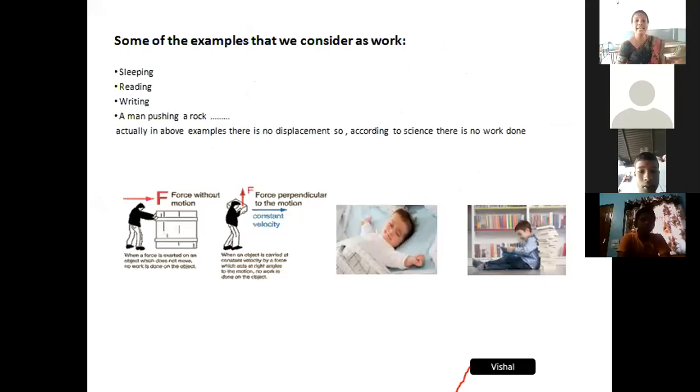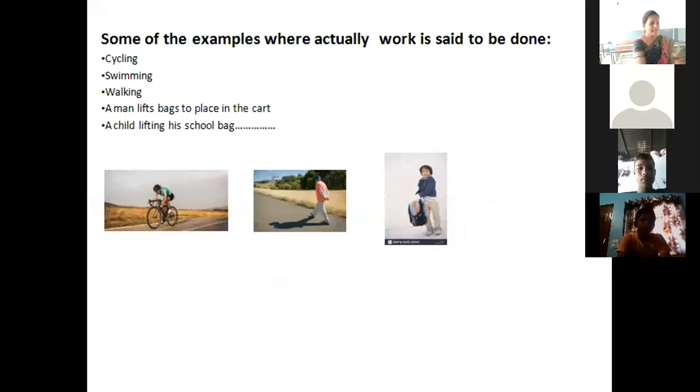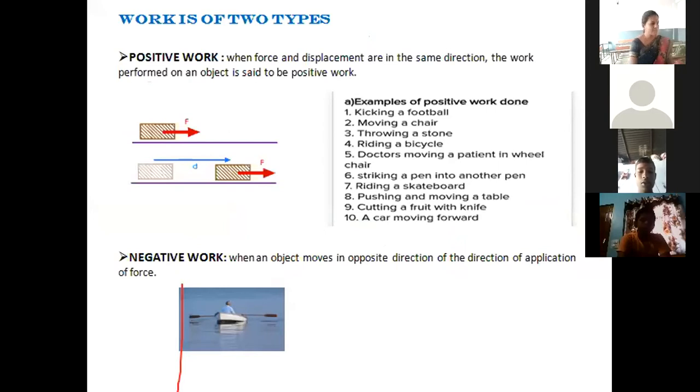See, some of the examples that we are considering as work. Sleeping, reading, and a man pushing a rock, those we are considering as work, but actually their work is not done. The work is said to be zero. See here, this is actually where the work is said to be done. Cycling, a man walking, a child lifting the bag.